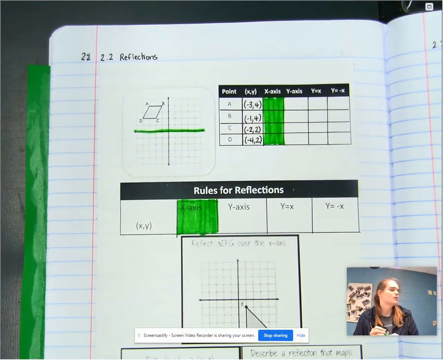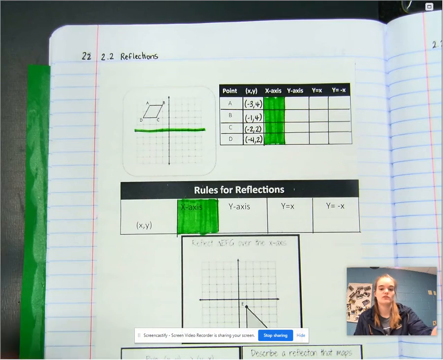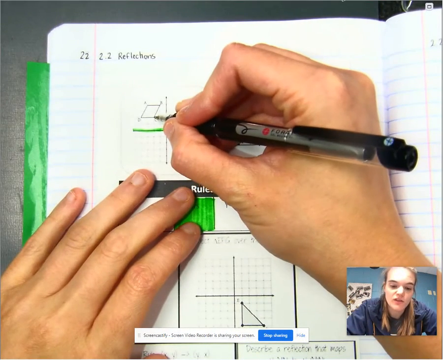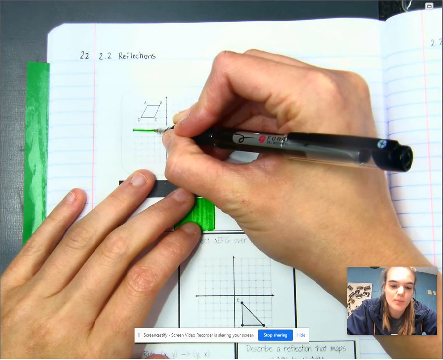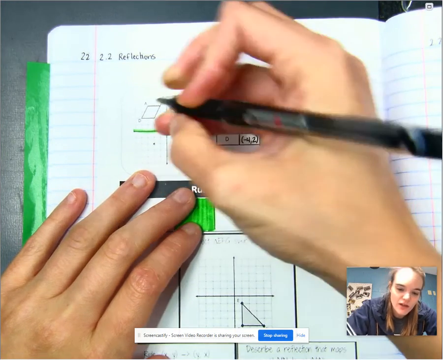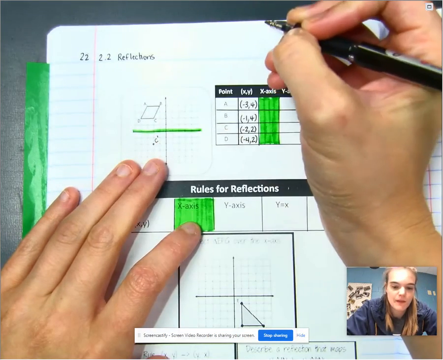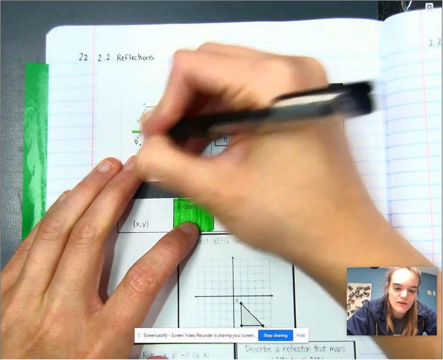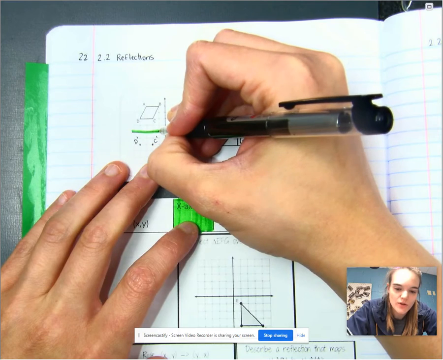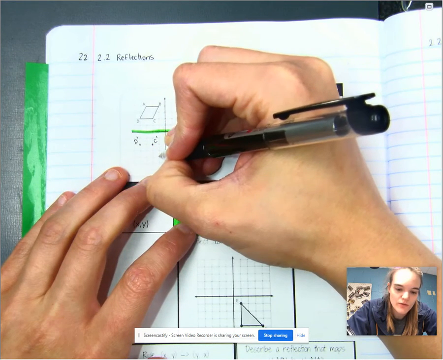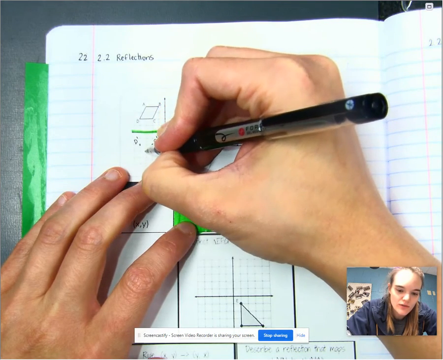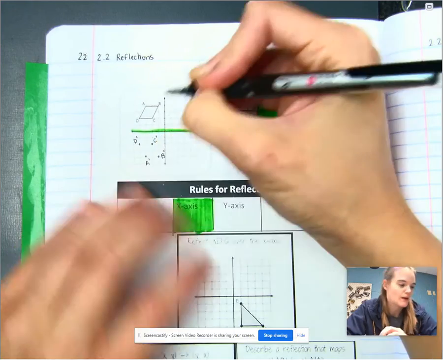Okay. I'm going to reflect over the x-axis. That means that I'm literally going to flip it. Since C is 2 units away from this x-axis, C prime will be 2 units away from the x-axis in this direction. Okay, D is 2 units away, so D prime will be 2 units away. B is 1, 2, 3, 4 units away, so it will now be 1, 2, 3, 4 units away. And A is also 4 units here. Okay.